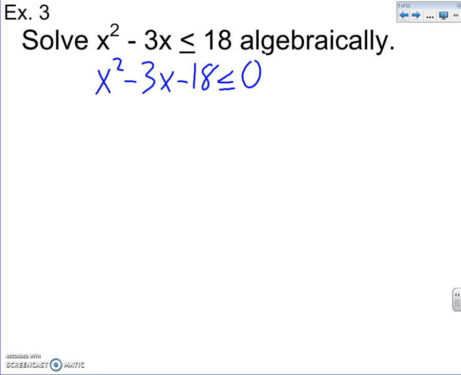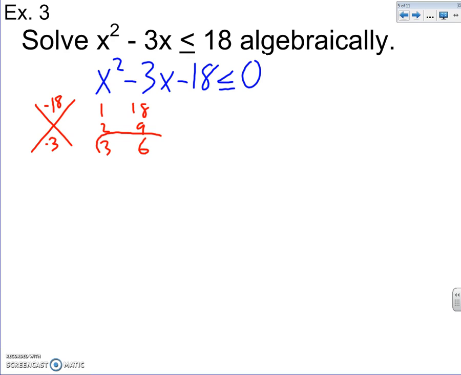Here's my brand new problem. Now I'm going to, again, factor, do the x method. So I need two numbers that multiply to negative 18 and add to negative 3. Well, 18 is 1 times 18, 2 times 9, 3 times 6. Can any of those get me 3?